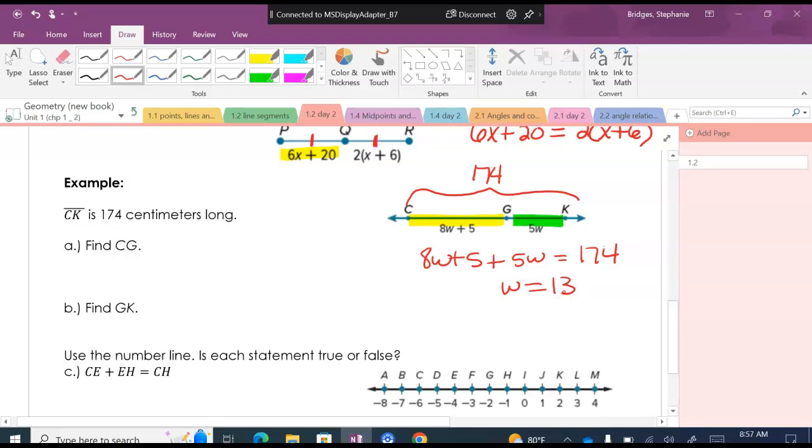Is that what we're asked for though? No, we're asked for CG first. How did we represent CG? What's it represented as in your picture? 8W plus 5. But what do we know W is? 13. So we're going to plug that in so that we can find the length of it.